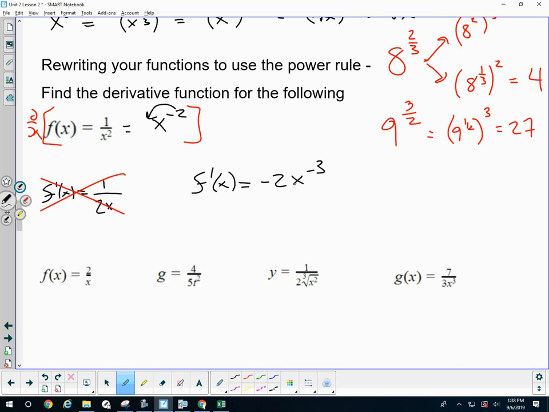And again, the negative 2 is not being taken to the power. If there were parentheses, then yes, move both of them. But they are not. It's just -2 times x to the negative third power. Leave the -2 where it is. Move the x to the negative third down.